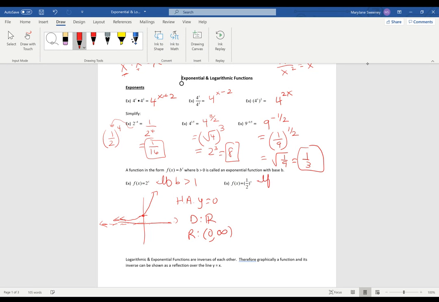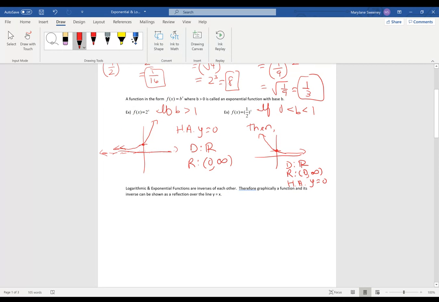Now, if b is between 0 and 1, which is this scenario, b is a 1/2, then it still goes through 0, 1, but it's decreasing from left to right. So domain is still all reals, range is still 0 to infinity, soft bracket on the 0, horizontal asymptote is still at y equals 0. The only difference, one of them's increasing, the other one's decreasing.